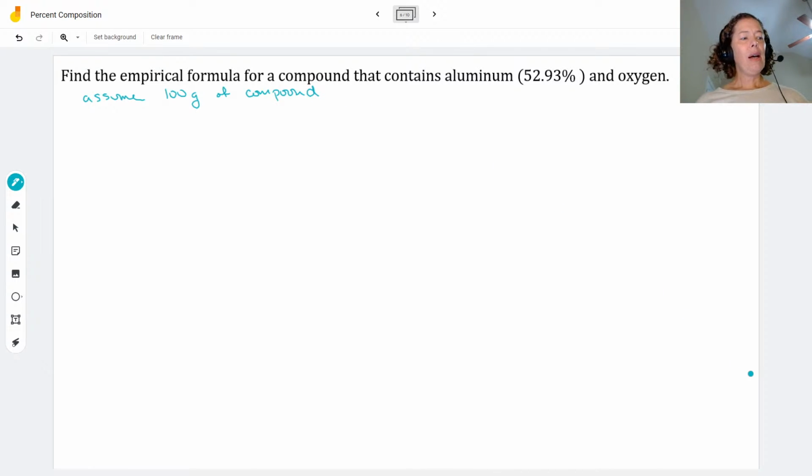But we're going to have a little bit of a problem. Maybe we'll go ahead and solve for this now. We were only given the percentage of aluminum, but we are going to need the percentage of both of our elements, yes?